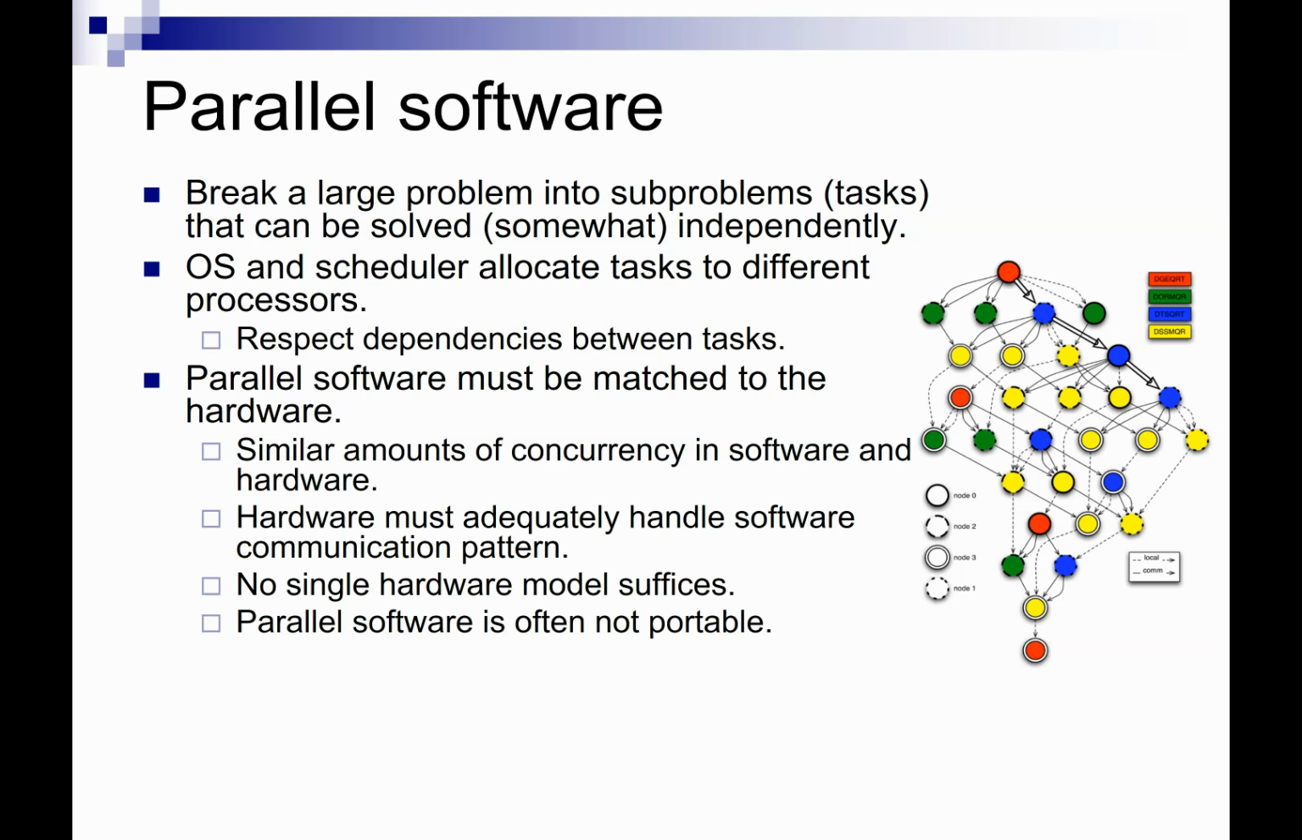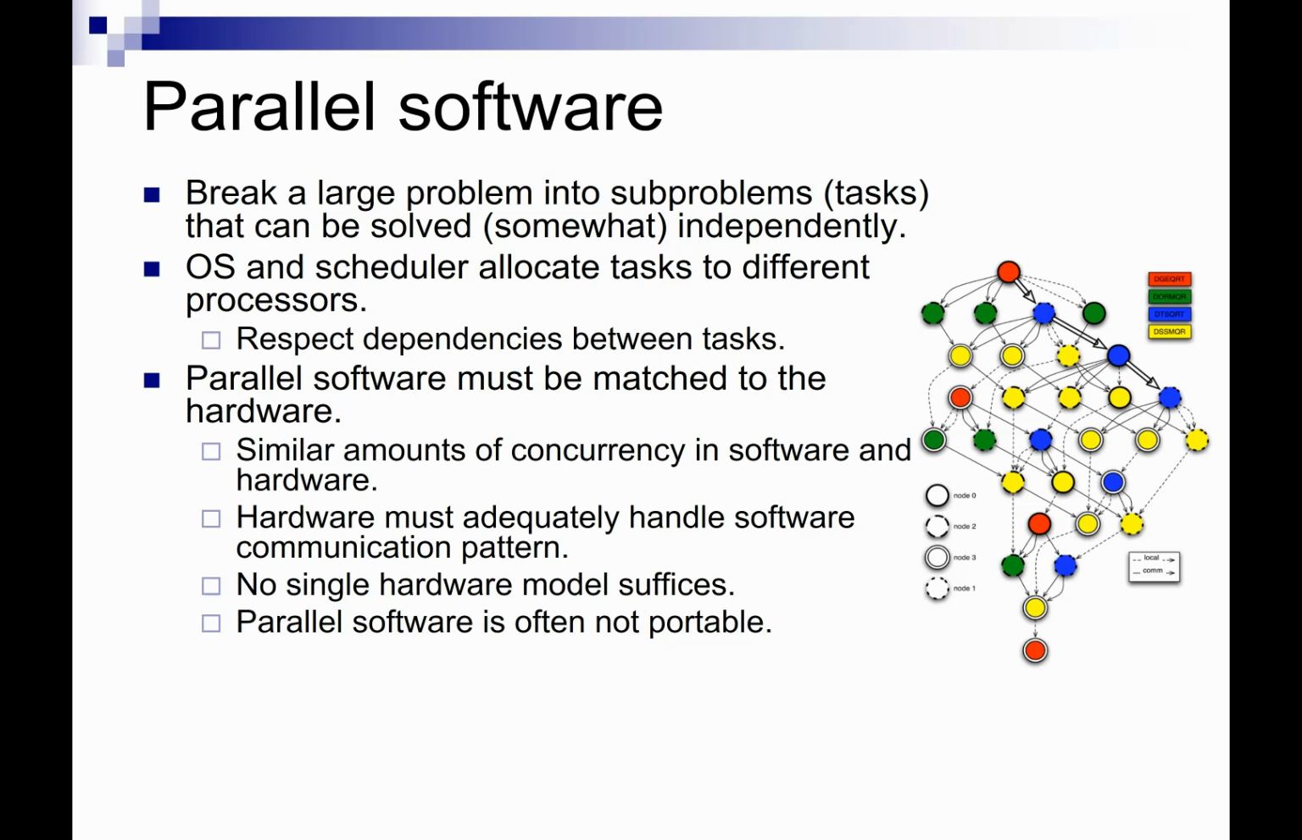So if we decompose our task into, let's say, 20 of these tasks, then we should have something like 5 or 10 processors. We don't want to have 1,000 processors if we only have 20 tasks, because that way, most of our processors won't be used. But likewise, if you have many, many tasks, you don't want to just have a few processors. Here we have 20 tasks. We would like to have more than just 1 or 2 processors, so that we can do more of these tasks in parallel. So we need to match the amount of concurrency in both the software and the hardware.